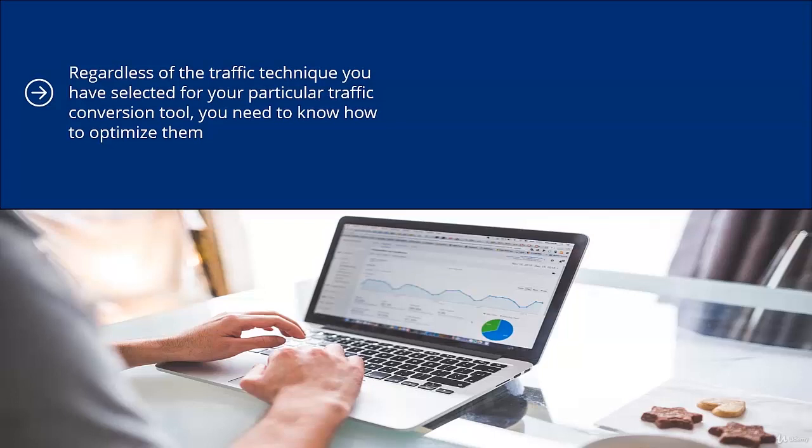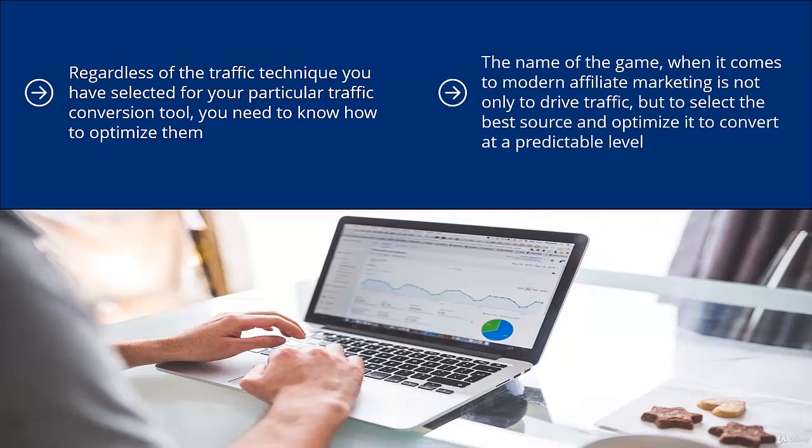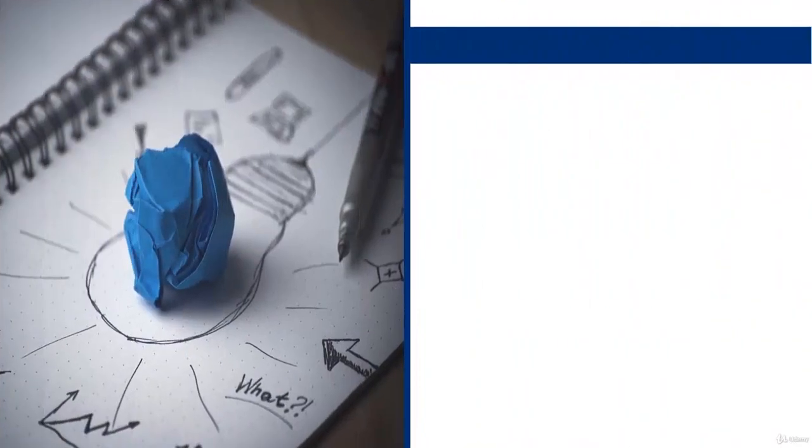You have to optimize. The name of the game when it comes to modern affiliate marketing is not only to drive traffic, but to select the best source and optimize it to convert it at a predictable level. If you're not doing this, you're playing the game to lose. Here are some ideas for you to chew on so you can come up with your own customized optimization strategies that fit your set of circumstances.